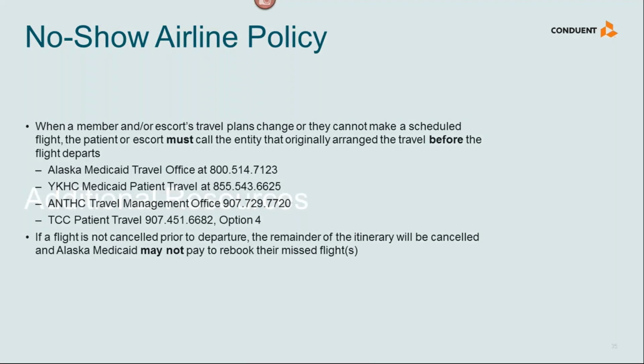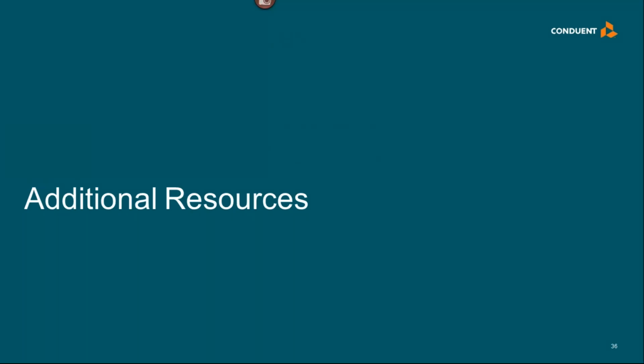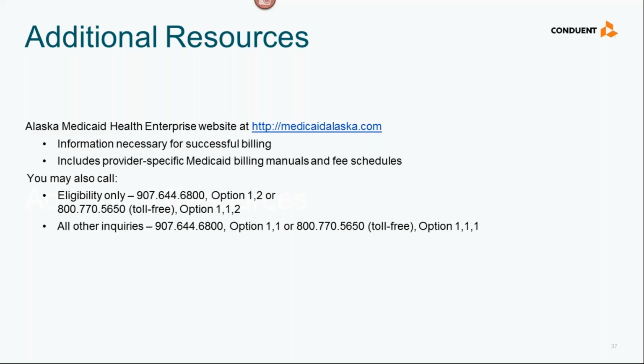All right, so some additional resources that may be helpful for you. MedicaidAlaska.com, which I've been talking about through the presentation, and which we're going to take a minute and go look at in a moment, will give you a lot of the information you'll need for successful billing and for successfully requesting and filling out travel service authorizations. It gives you access to provider-specific billing manuals and fee schedules, as well as helpful guidance documents, remittance advice messages, a Contact Us page, and much more.